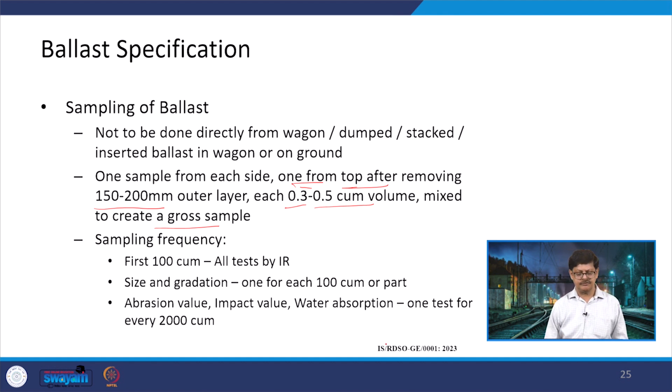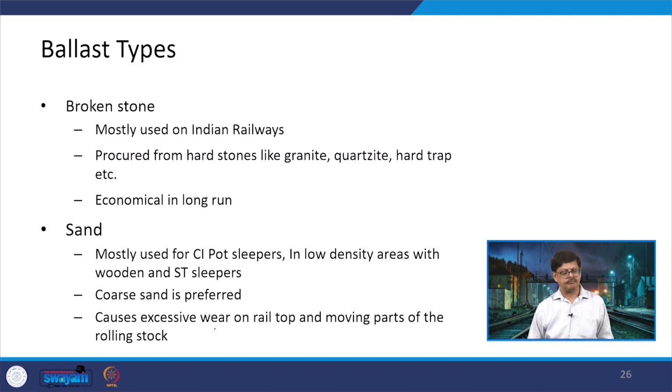Sampling frequency is, for the first 100 cubic meters, all tests by Indian Railways. Size and gradation, one for each 100 cubic meters or part of it, that means less than that. We go for impact value, abrasion value, and water absorption, and these tests have to be conducted for every 2000 cubic meters. Now, let us come to the ballast types.